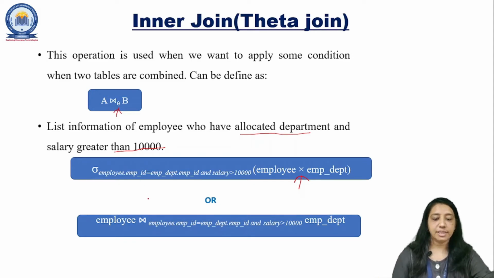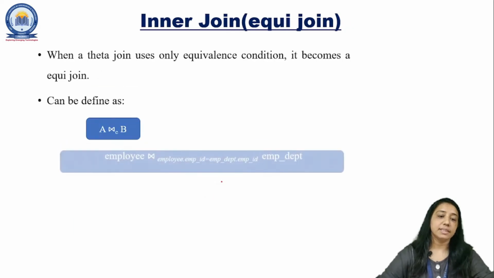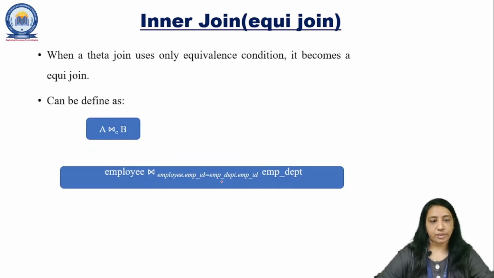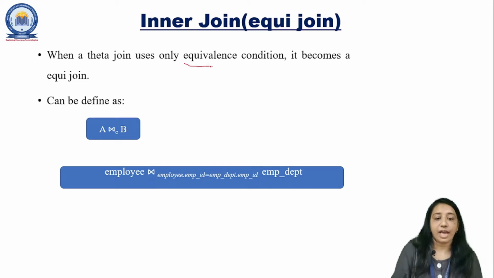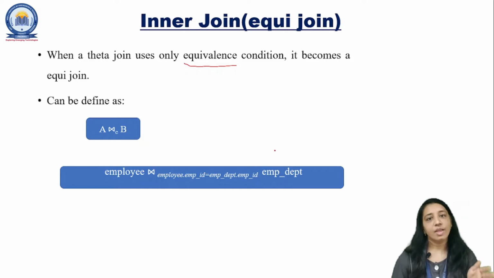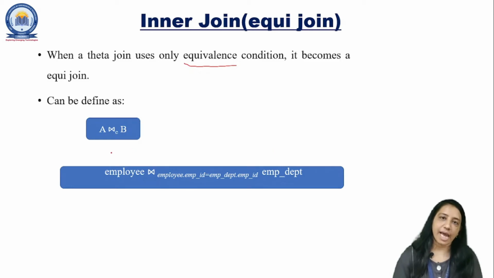Here you can see that two conditions are there. This is called an equivalence condition and this is the greater than condition. Now next is the equijoin. The equijoin is the same as a theta join, just the difference is that when you want a condition of type equivalence, that means when a condition is like equal to, that specific type of join is called the equijoin.